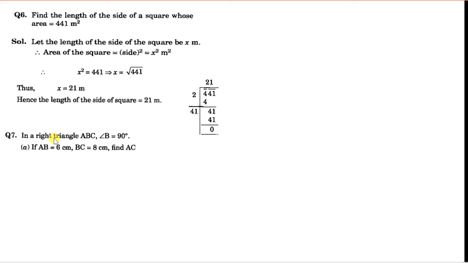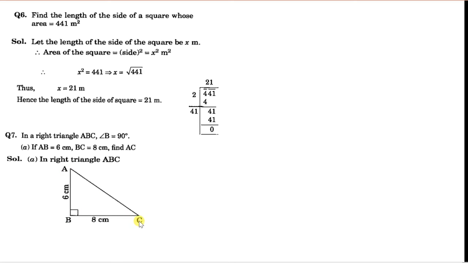The next one is, in a right triangle ABC, angle B is 90 degrees. If AB is equal to 6 cm, BC is 8 cm, find AC. Here angle B is given 90 degrees and AB is 6 cm, BC is 8 cm. We have to find AC.